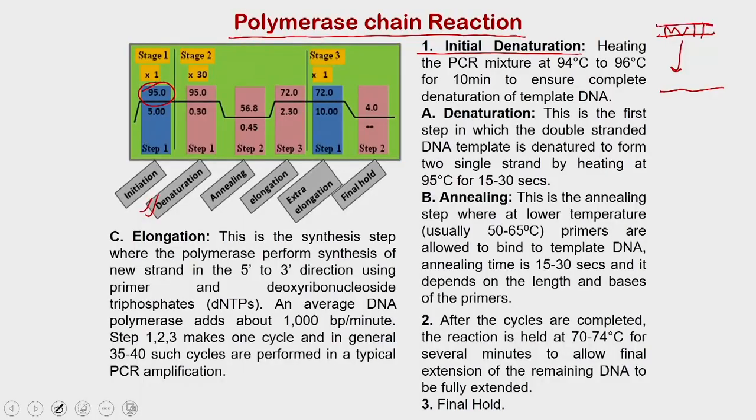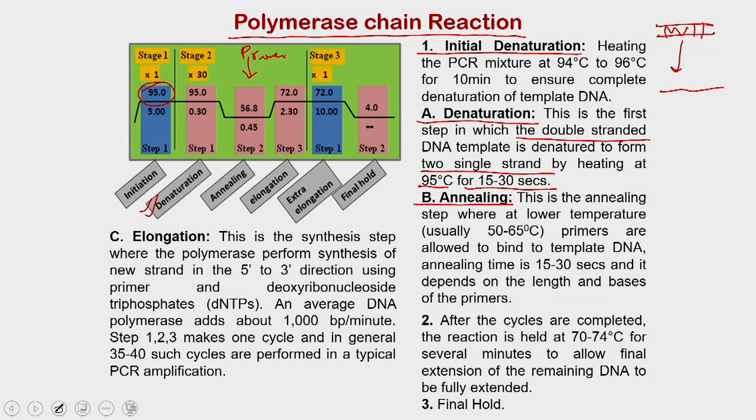The second one is when you do the cyclic reactions. So in this denaturation, the double stranded DNA is going to be denatured to form two single stranded DNA by heating the enzyme for 15 to 30 seconds. Then you go to the annealing step. In the annealing step, you are trying to let the primer sit and attach to the template.